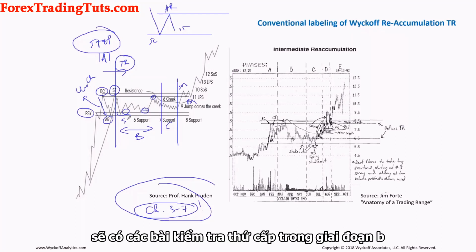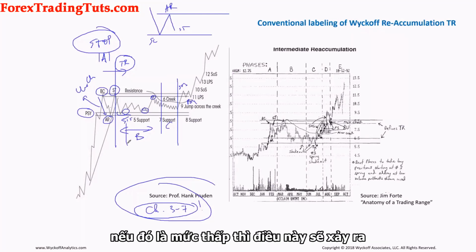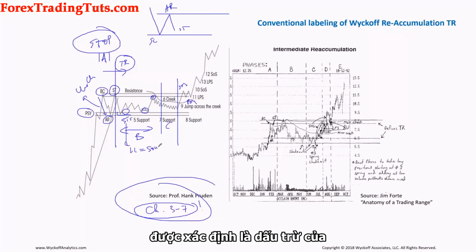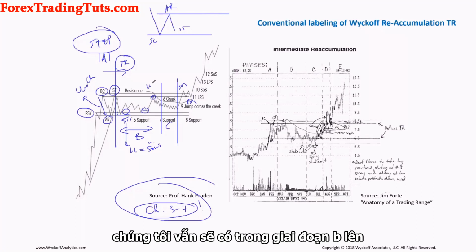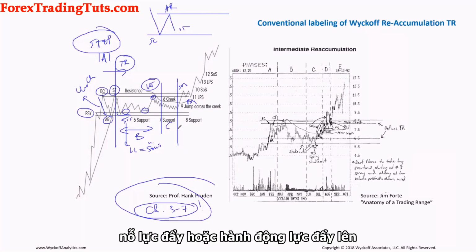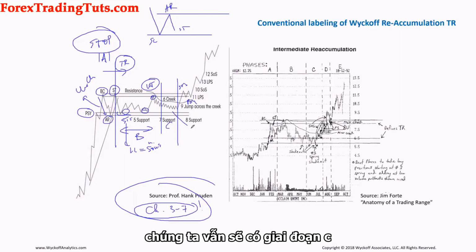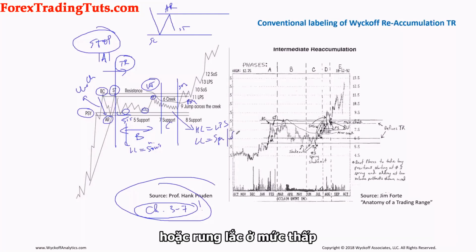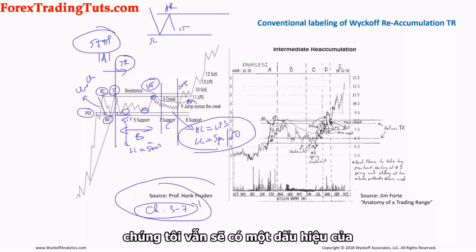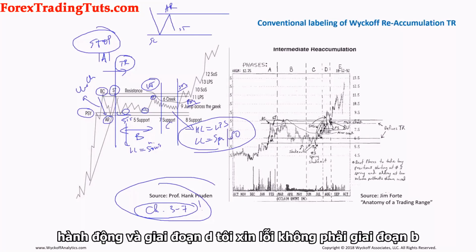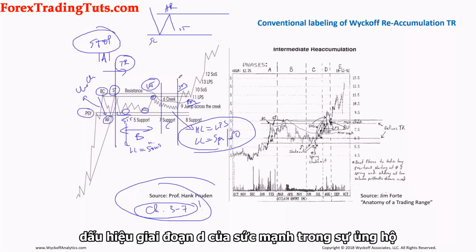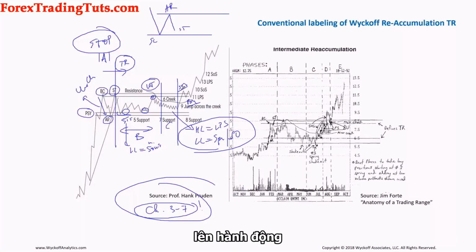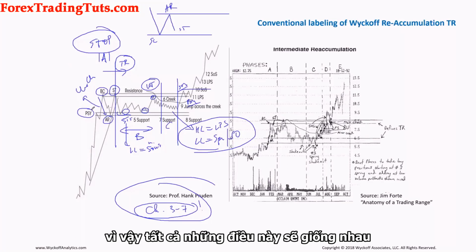We're still going to have secondary tests in phase B. If those are low lows, then this is going to be identified as minor signs of weakness. We're still going to have upthrust attempts or upthrust actions in phase B. We're still going to have phase C with the last point of support, or spring or shakeout as the low. We're still going to have a sign of strength and a backing up action in phase D. I'm sorry, not phase B, phase D. So all of this is going to be the same.